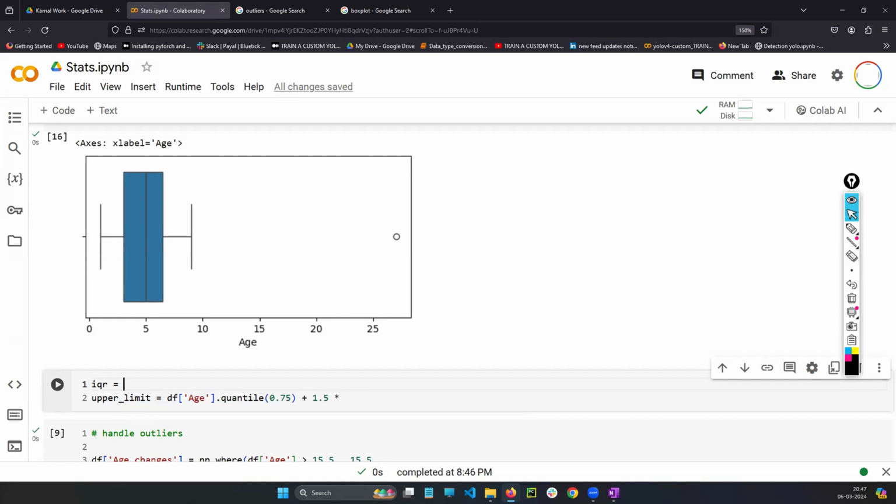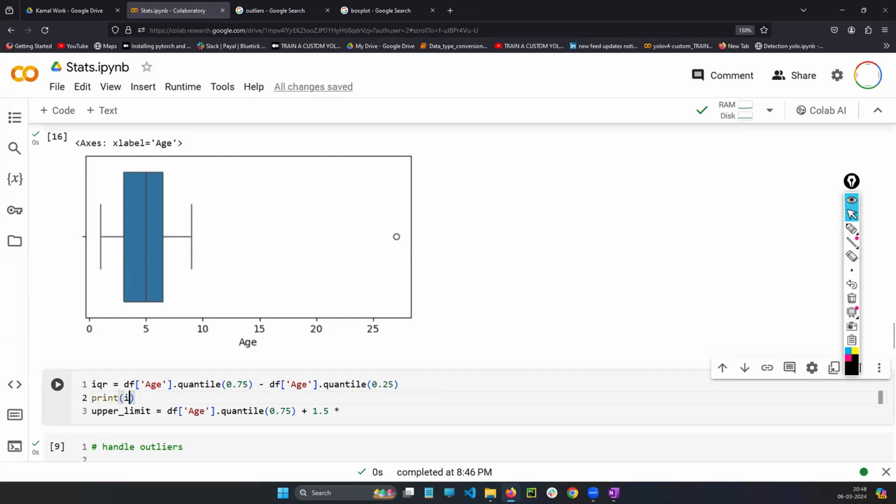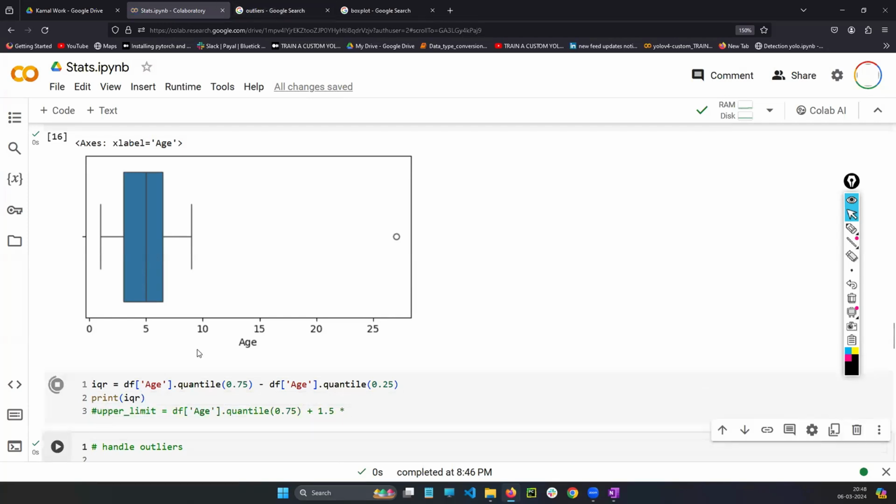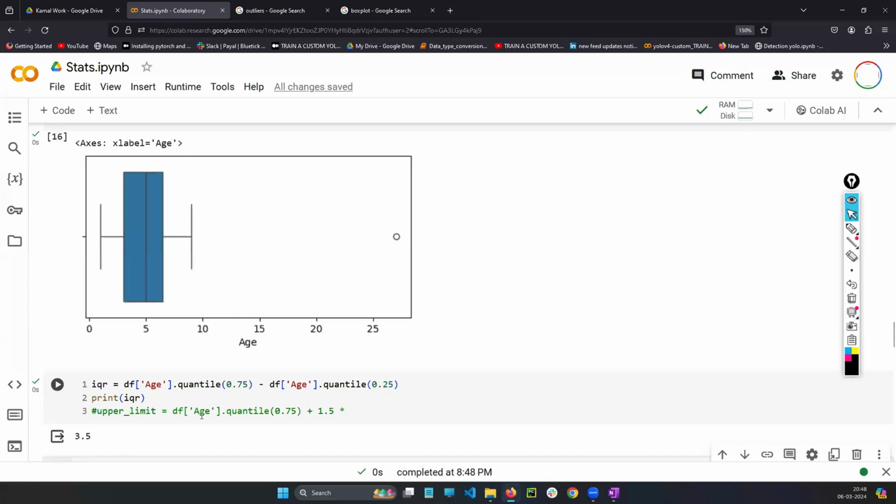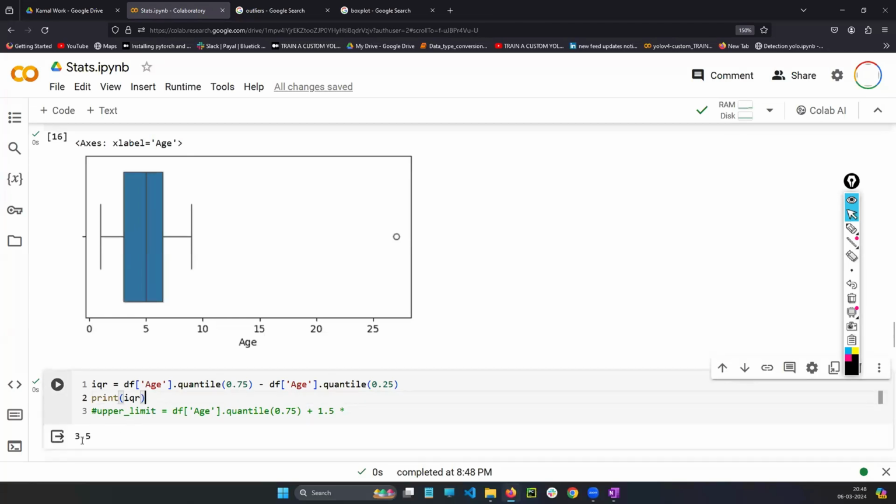So IQR is equal to, in the age column, the quantile of 75% of the data, minus, in the age column, the quantile of 25% of the data. 75% minus 25%, you will be getting the IQR, the proper IQR for the data. Some floating values we might miss, but for this data we are getting exactly 3.5 as the IQR.